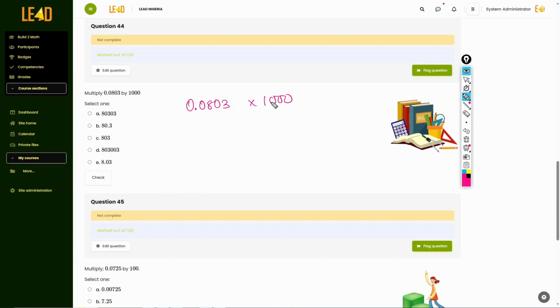So I'm going to move to the right again. I'm going to move 3 steps. So this would be 0.0803. Let me write that again. 0.0803. I'm moving to the right because it's multiplication. If it was division, I would move to the left, but to the right because it's multiplication. And I'm going to move 3 steps. So I'm going to move 1, 2, 3. So the answer is 80.3.